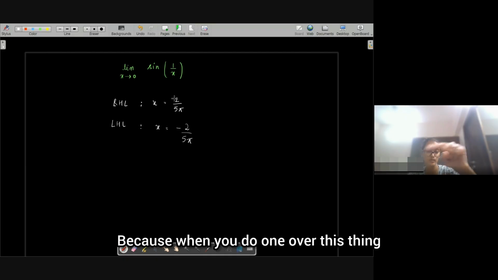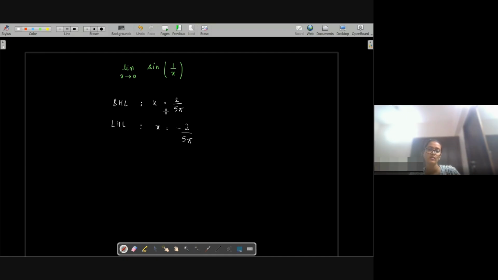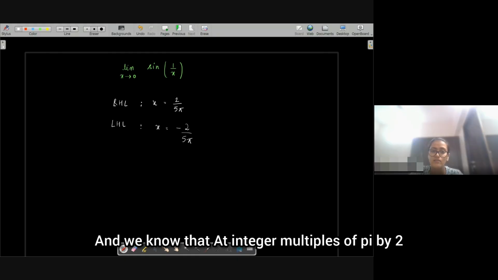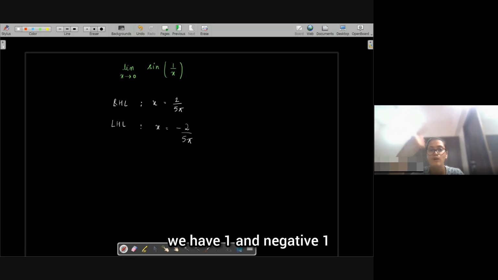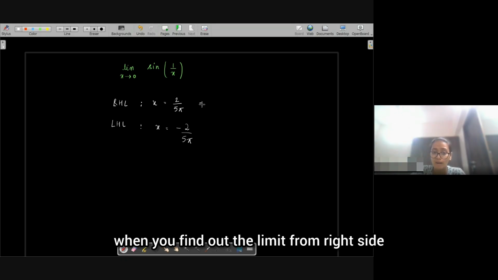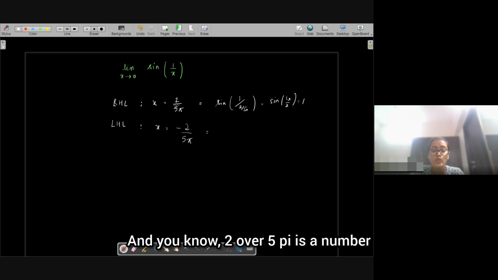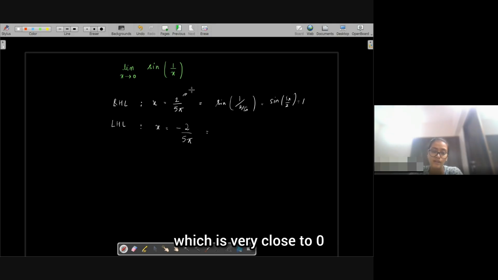Because when you do 1 over this, it will become 5 pi over 2, and this will become negative 5 pi over 2. And we know that at odd integer multiples of pi by 2, we have 1 and -1. So when you find the value from the right side, this will become sine of 1 over 2 over 5 pi, that is sine of 5 pi by 2. That will be 1. And 2 over 5 pi is a number which is very close to 0. That is the reason we have taken this.